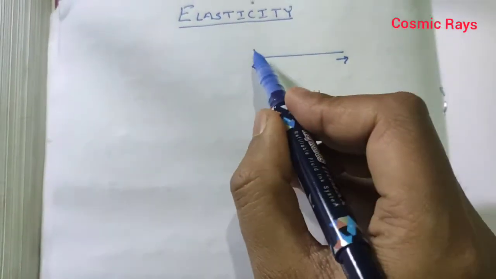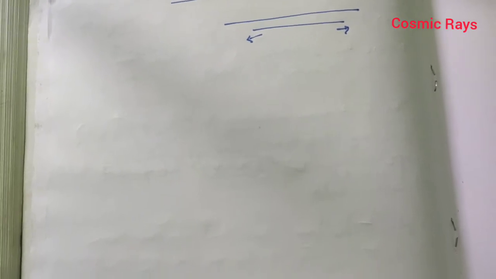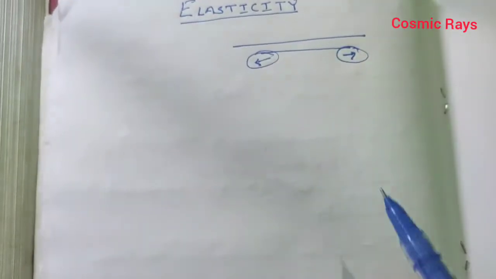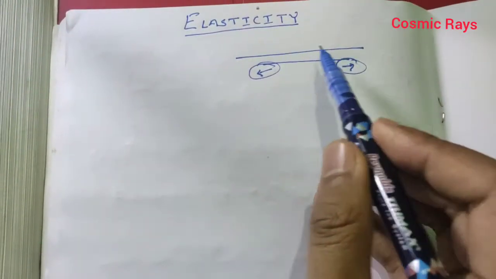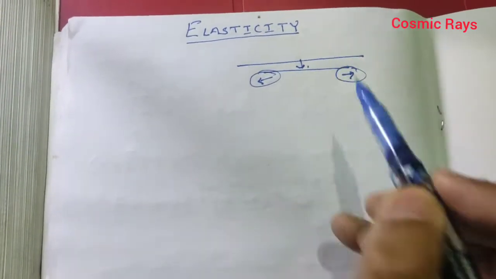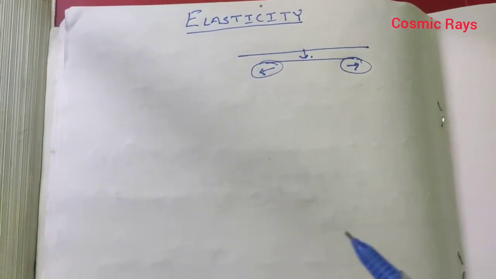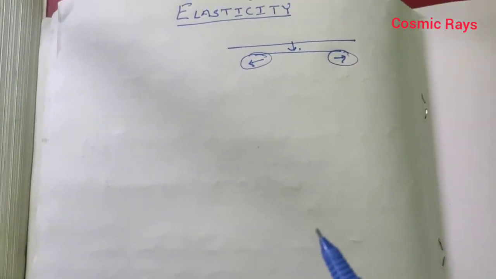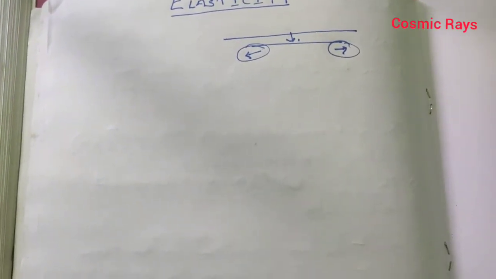We find that the length has increased, but will the length that has increased be permanent? The answer is no. Once the applied deforming forces are removed, it will regain its original length, shape or size. Now, this property is known as elasticity. How do we define it?